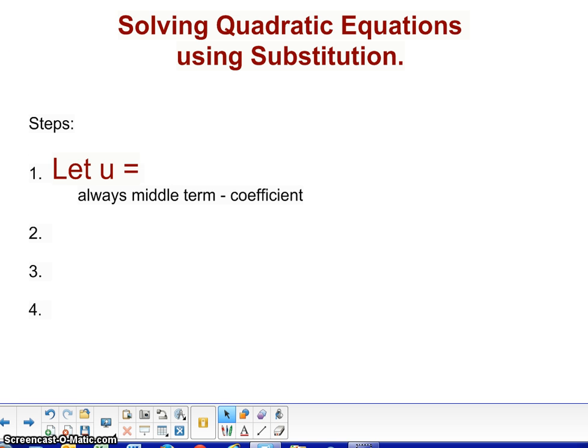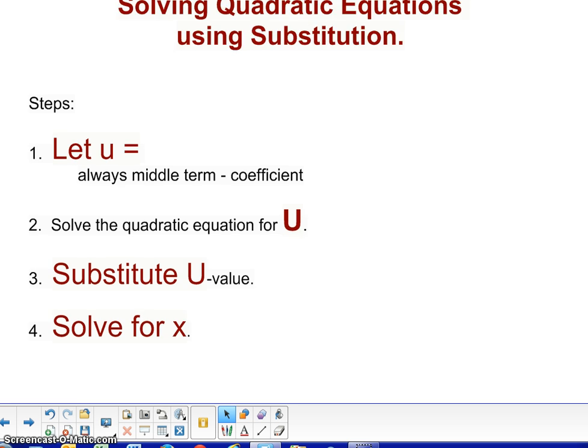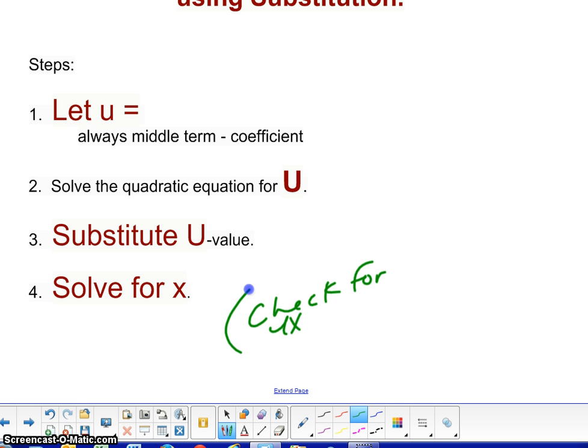The first step is you're going to let u equal, and it's always going to be the middle term minus the coefficient. Next, you're going to solve the equation for u. Okay? And then substitute the u value. And finally, solve for x. So go ahead and push pause if you need some more time to write that down. Now, I do want to add, you're always going to check for extraneous solutions. That never goes away with these type of problems or any kind of quadratics.